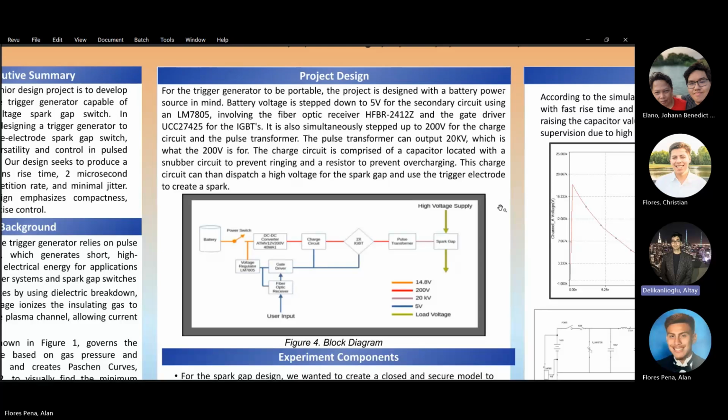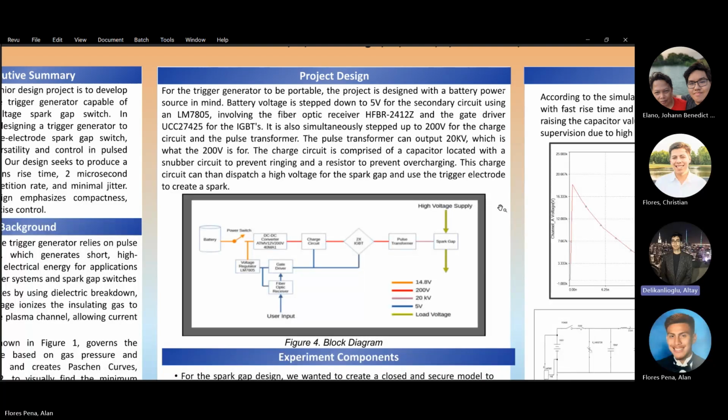For the trigger generator to be portable, our project is designed with a battery power source in mind. That battery voltage is stepped down to 5 volts for the secondary circuitry using a 7805 voltage regulator. And also that goes to the fiber optic receiver and the gate driver for our IGBTs. At that same time, that battery voltage is also stepped up to 200 volts for our charge circuit and our pulse transformer. The pulse transformer is able to output a peak voltage of 20 kilovolts, which is what the 200 volt step up is to accomplish.